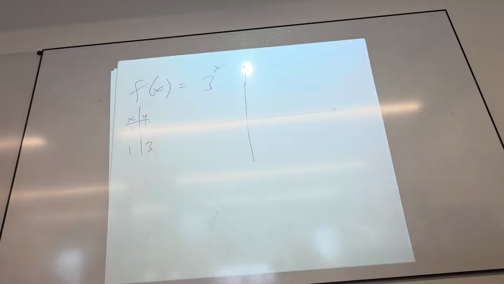3 to the -2, for example, is 3 squared flipped. 3 squared is 9, so 1/9. It's that simple. If you see a negative power on something, think what it would be without the negative and then flip it. That's it. That's all a negative power is.